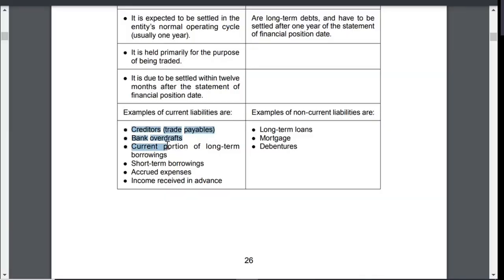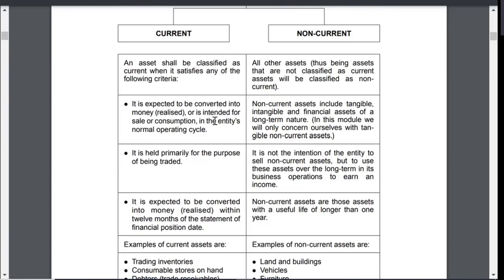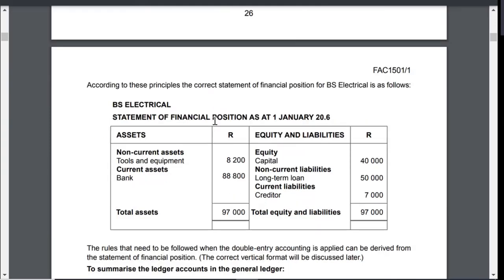Examples of current liabilities will be your creditors, your bank overdrafts, current portion of the long-term loan, short-term loan borrowings, accrued expenses, and income received in advance. Examples of non-current are that long-term loan, mortgage, and debentures. So guys, do you see the difference between current asset and non-current asset, current liability and non-current liability? Yes. So you need to be able to know that, especially when you're analyzing the annual financial statements.